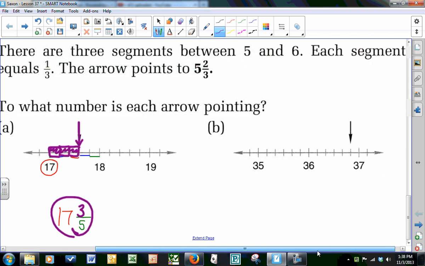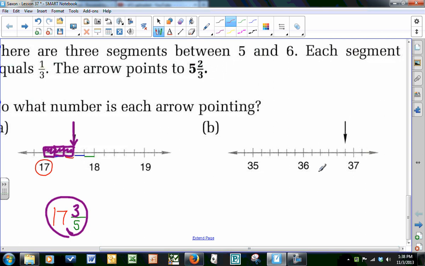Let's scooch over and look at this other example. What's my whole number? Well, the arrow is between the 36 and the 37, but it hasn't made it to 37 yet. Here's the 37 tick mark, and the arrow hasn't made it there. So my whole number is 36. Now I count the segments to find my denominator: 1, 2, 3, 4, 5, 6. I have 6 segments, so that's my denominator. And now I count the tick marks: 1, 2, 3, 4, 5. And 5 is my numerator.